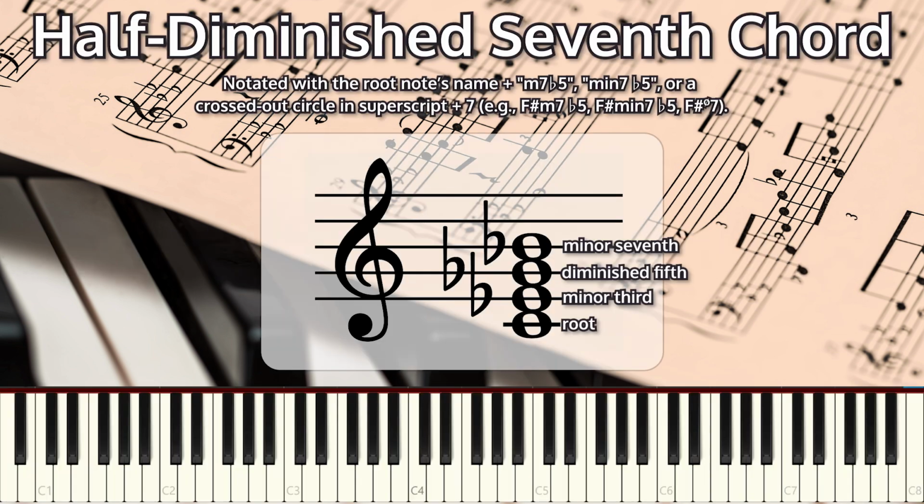The half diminished seventh chord is a diminished triad with a minor seventh interval above the root. The chord's abbreviation could be the root note's name followed by an M7 flat 5, or a crossed out circle in superscript followed by a 7, or min 7 flat 5.